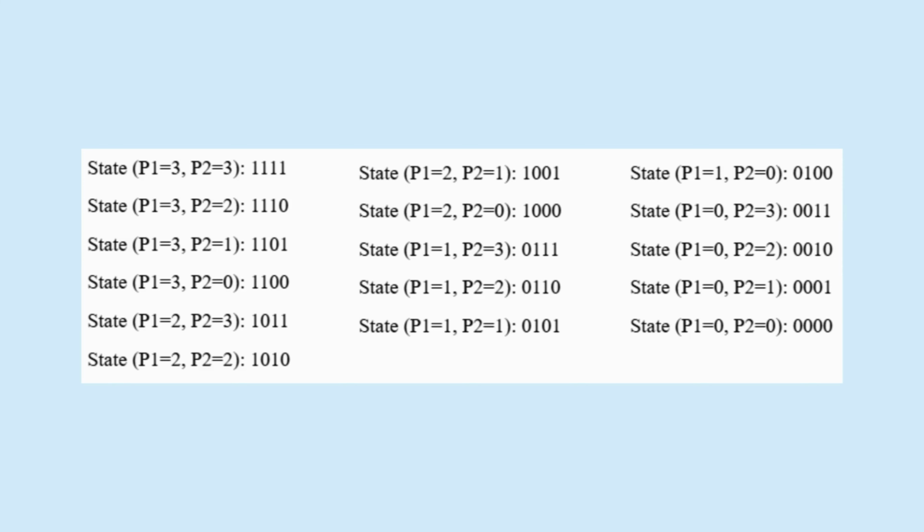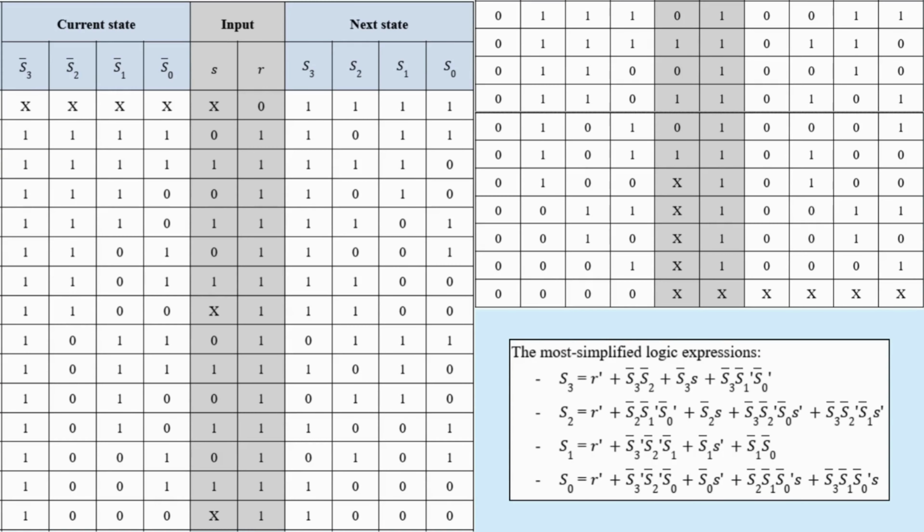From the binary encoding and the state diagram, we will derive two truth tables. The first one is the state transition truth table, which has 6 inputs. The first four inputs, represented by S3, S2, S1, S0, denote the current state, and the last two inputs are the run button and the switch button. Using this truth table and the 6-input K-map, we will obtain the four most simplified expressions for the next state S3, S2, S1, and S0.